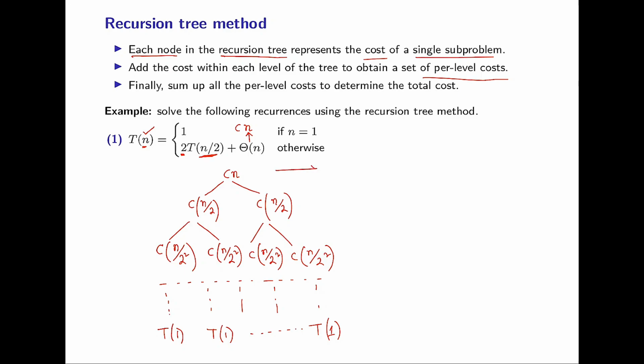Now you see, per level cost. What is the cost at level 0? That is cn. What is the cost at level 1? cn by 2 plus cn by 2, because we will add the cost within each level, right? So that is also cn. So what is the cost at level 2? We will add all these costs, so that will also be equal to cn. Here you see 2 square means 4. So 1, 2, 3, 4. So that is also cn.